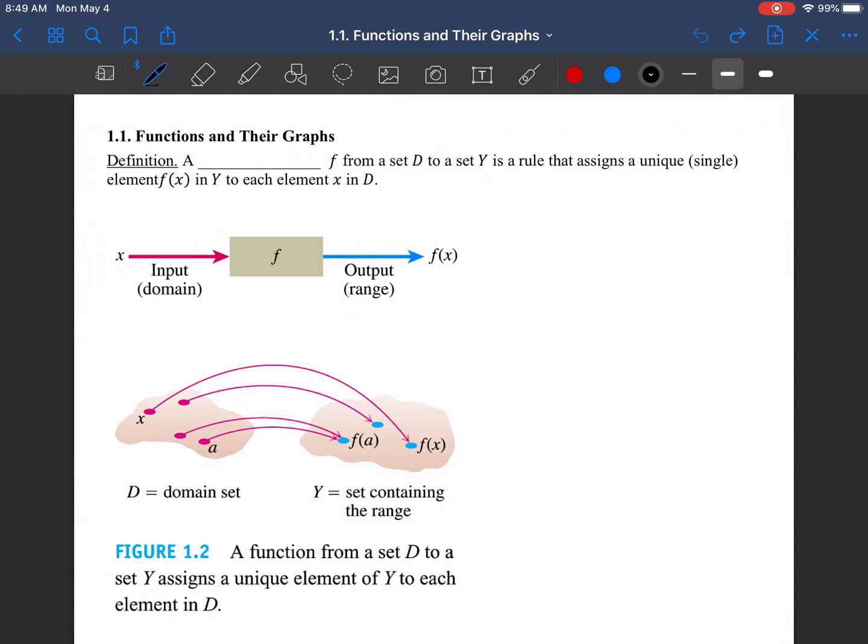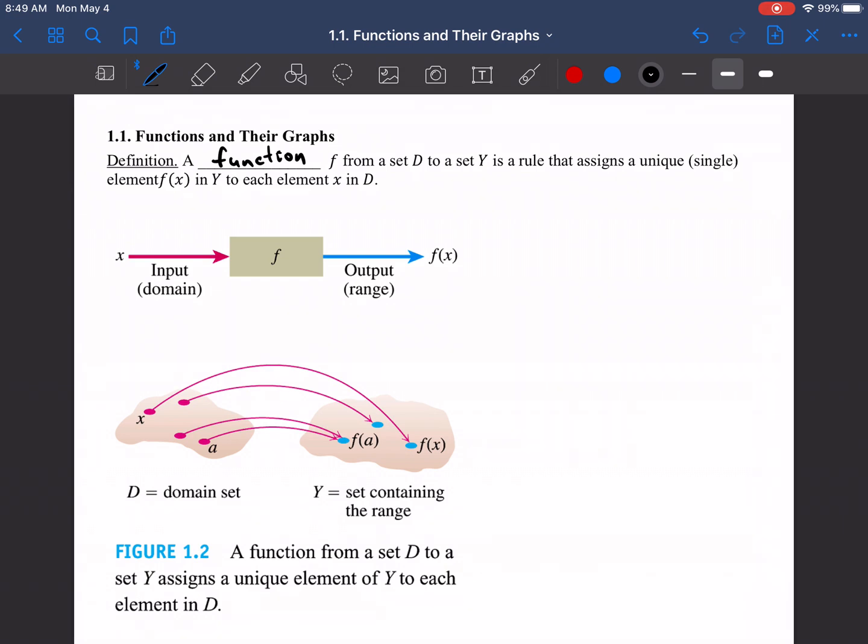All right, let's start section 1, functions and their graphs. Definition: a function f from a set D to a set Y is a rule that assigns a unique single element f of x in Y to each element in D.